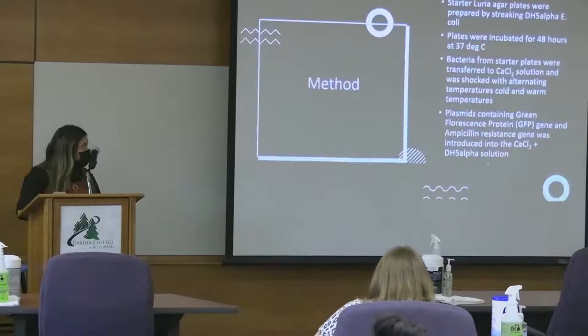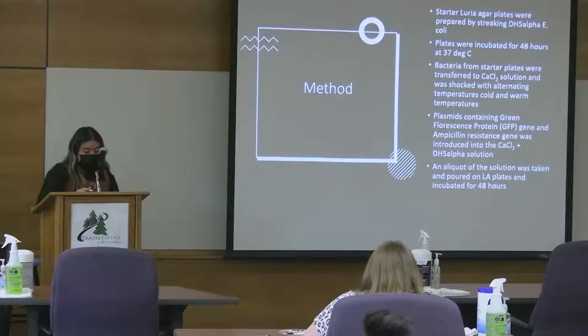For our project, we started with a Luria agar plate and prepared it by streaking DH5 alpha E. coli, which is a strain of E. coli that is safe for lab purposes. After streaking the plates, we incubated them for about 48 hours in an incubator at 37 degrees Celsius.